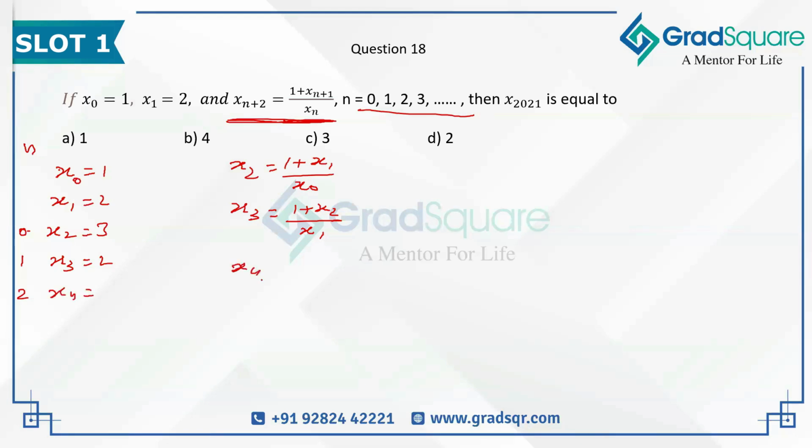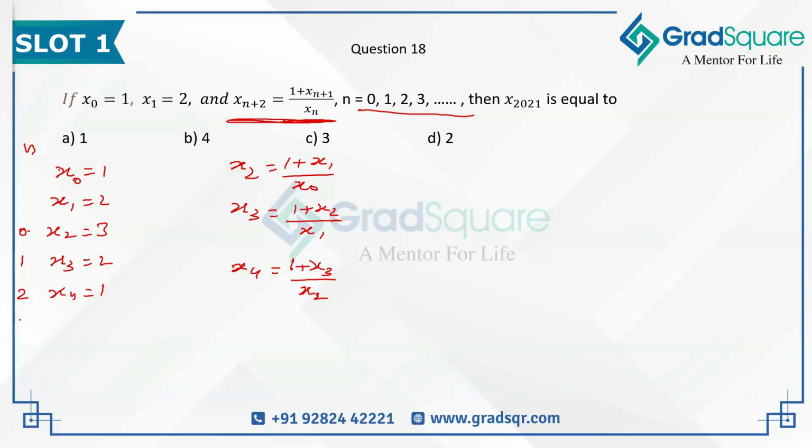Now we will try to see if there is a pattern developing over there with 1, 2, 3, 2. As of now, I'm not able to see a pattern over there. So what am I going to get? 1 plus x3 divided by x2. What is x3? x3 is 2. 2 plus 1 is 3, divided by x2, which is 3. So that gives you what? 1. So I have got now 1, 2, 3, 2, 1.